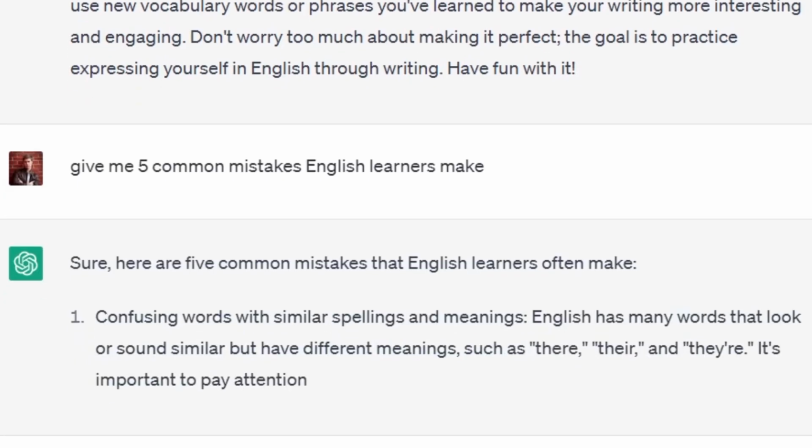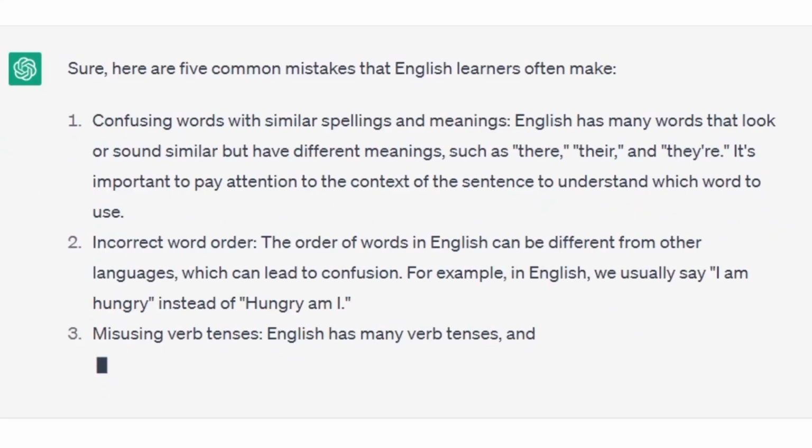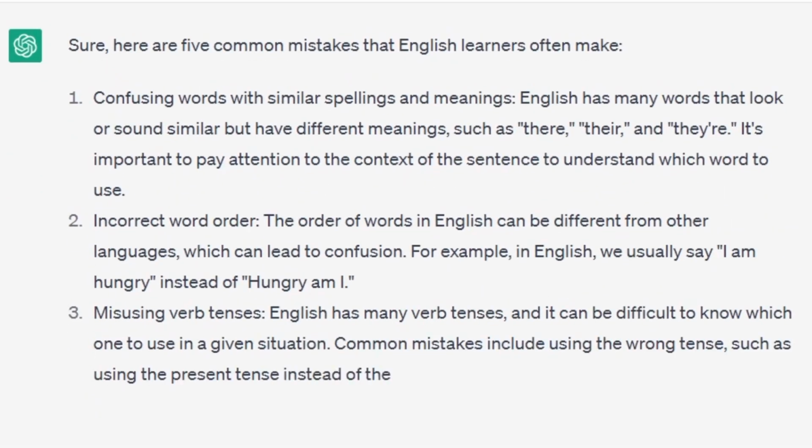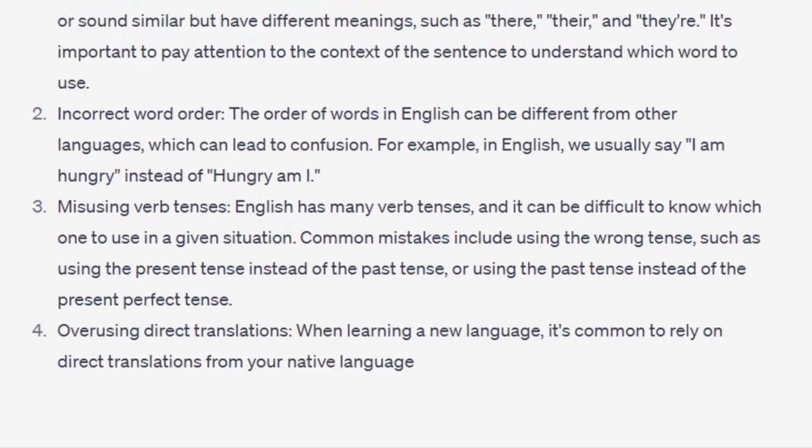Confusing words with similar spellings and meanings, as in there and their. Incorrect word order. In English, we usually say I am hungry instead of hungry am I. Misusing verb tenses.